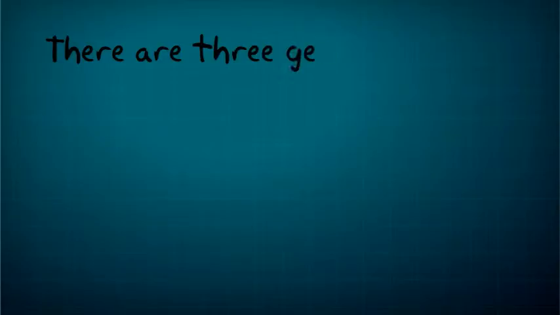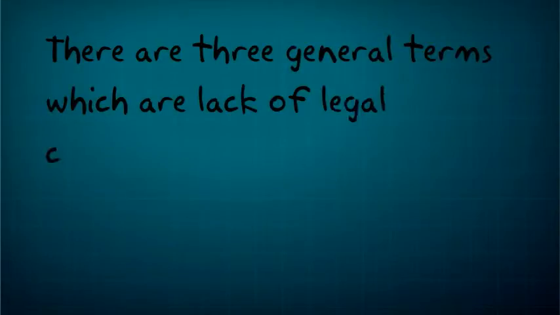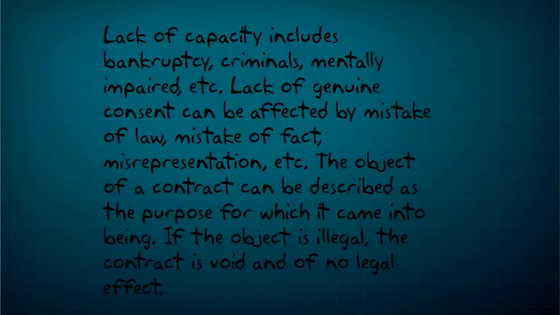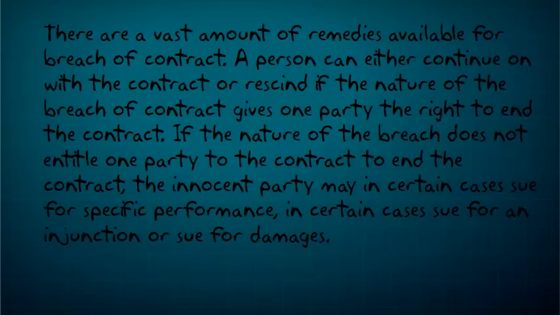There are three general grounds which are lack of legal capacity, lack of genuine consent, and legality of object. With lack of legal capacity, the court requires parties to an agreement to have the power or ability to enter into that agreement. Lack of capacity includes bankruptcy, criminals, mentally impaired, etc. Lack of genuine consent can be affected by mistake. If the contract is illegal, the contract is void and of no legal effect.